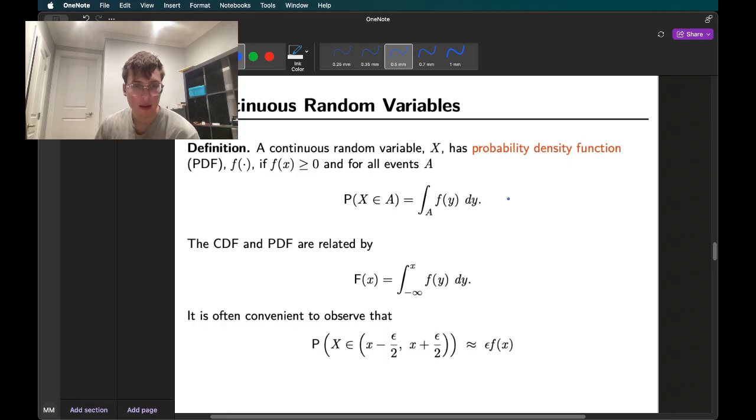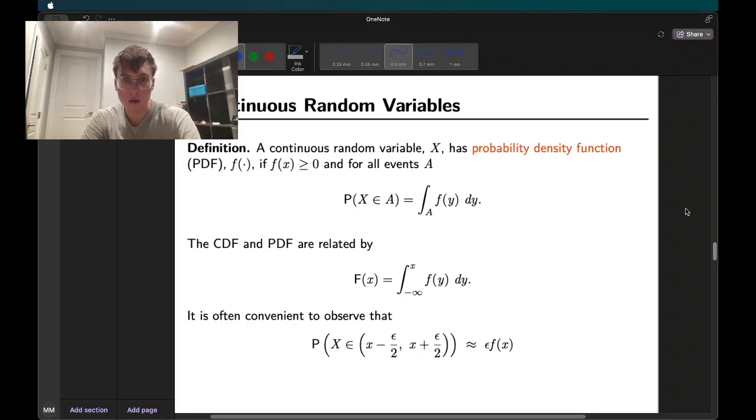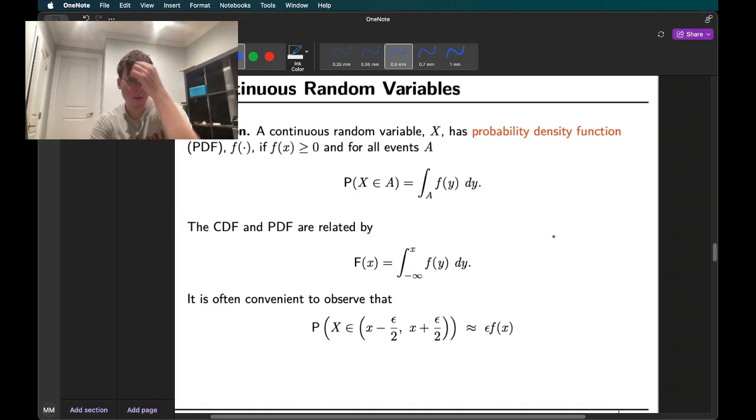So yeah, the CDF and PDF are related by f of x is, let's see, am I still recording? Yes, I'm fine. They are related by this.